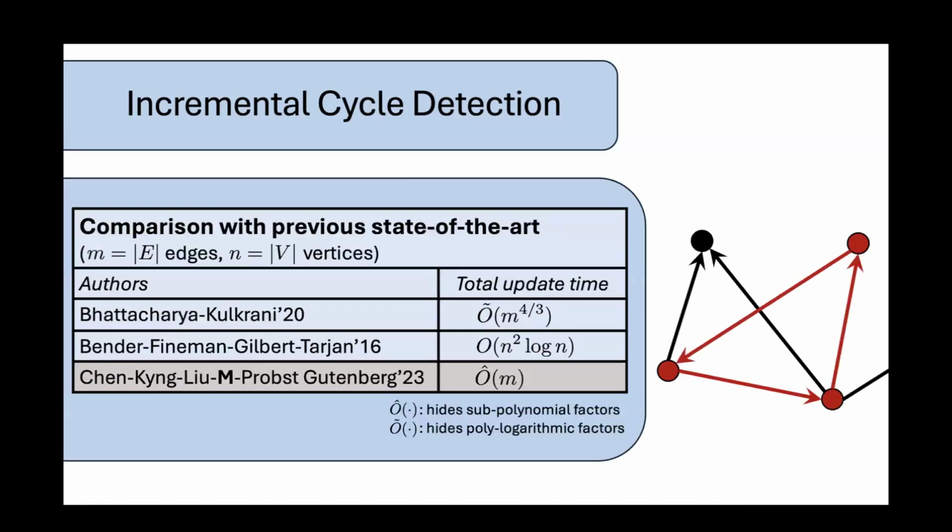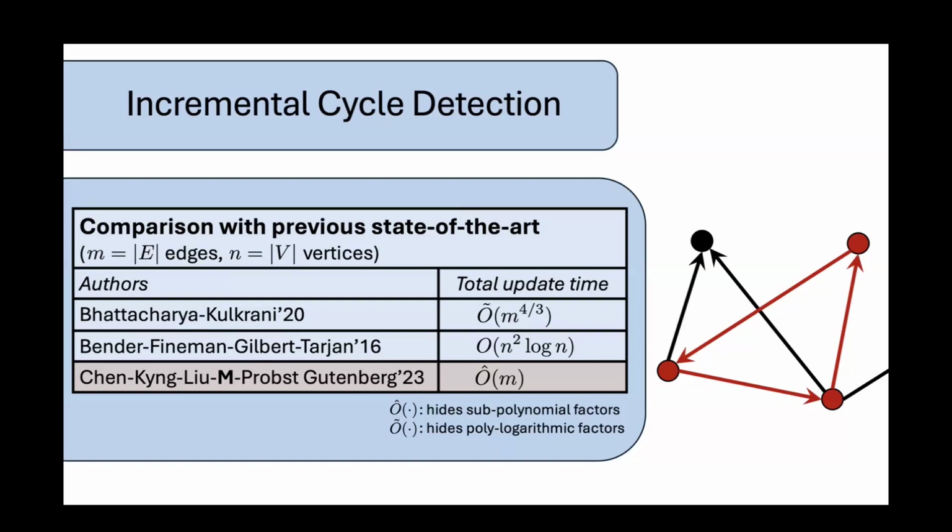Incremental cycle detection has been studied a lot over the last decades because of its applications to compiler design and die casting, among others. I'll only compare with the previous state of the art for the sake of time in this talk. For evaluating the algorithms, the relevant parameters are usually m, which is the number of edges at the moment the cycle appears, and n, which is the total number of vertices. The algorithm by Bhattacharya and Kulkarni takes m^(4/3) time in total to find the first such cycle. And the algorithm by Bender, Fineman, Gilbert, and Tarjan takes n² log n time to find the first cycle.